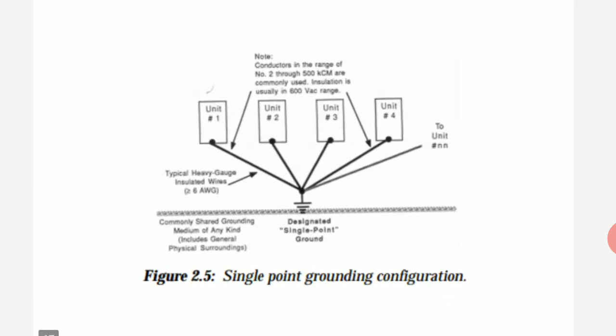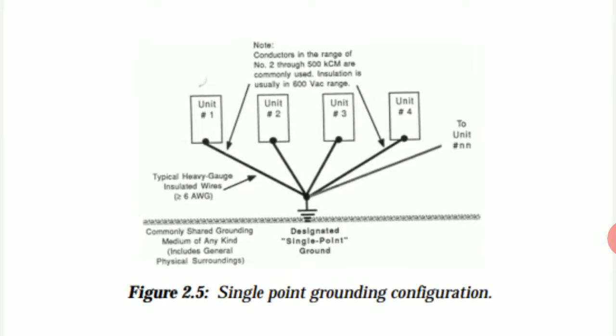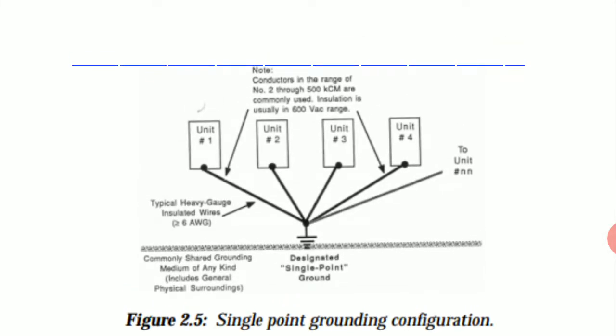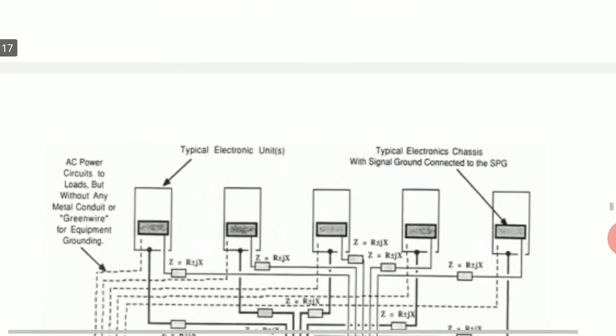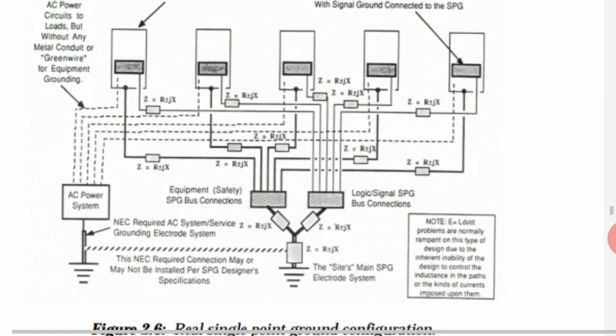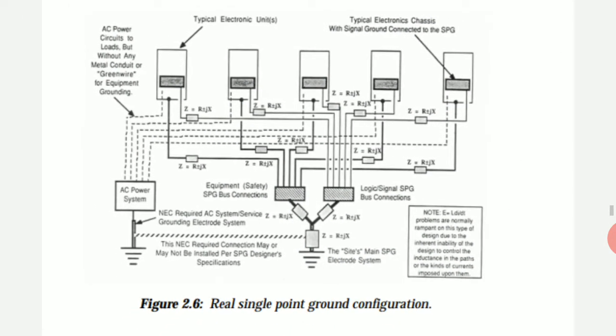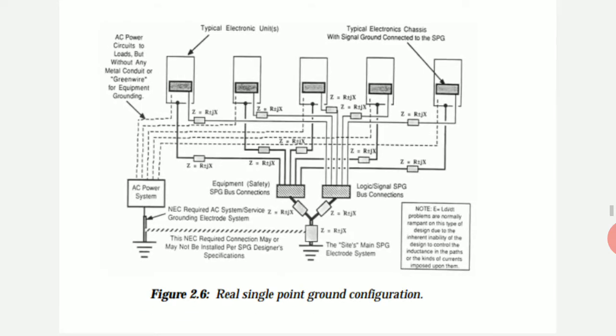Now, this is a diagram for single point grounding configuration. It shows that there are different units and all are connected together to a single ground point, which is connected to the ground directly. You can see that a large amount of wire is required from different units which are to be connected to the grounding point. The actual single point ground configuration is shown in this figure. This is shown in a little more detailed form. You can see this diagram in detail.